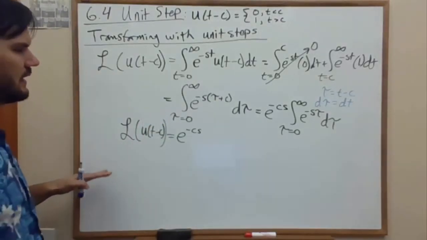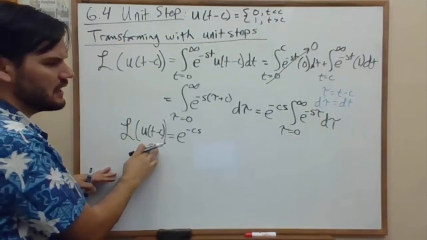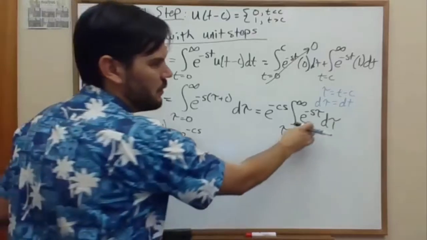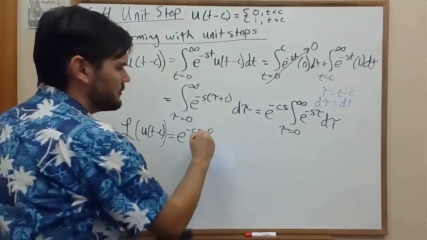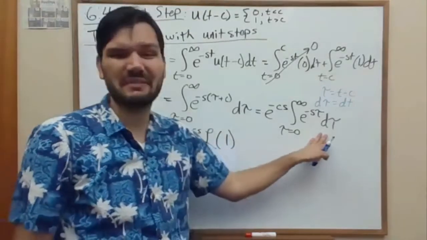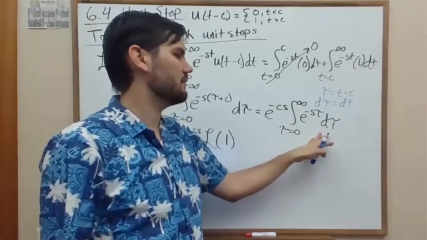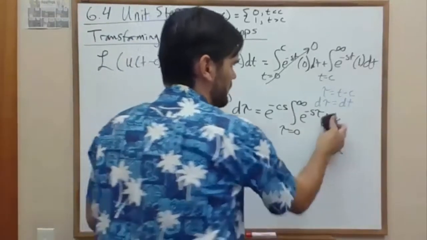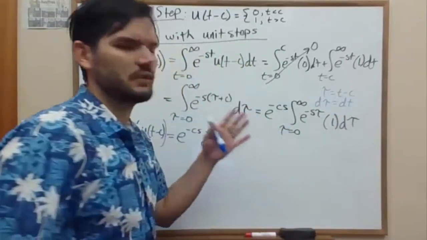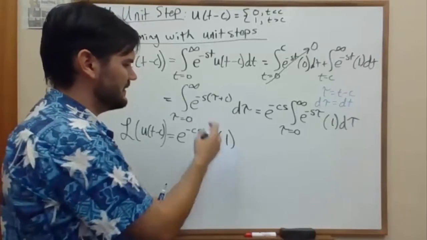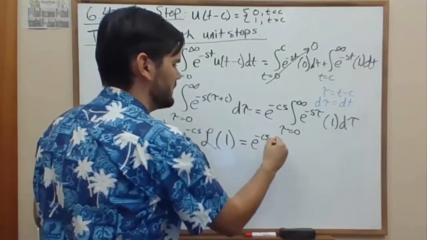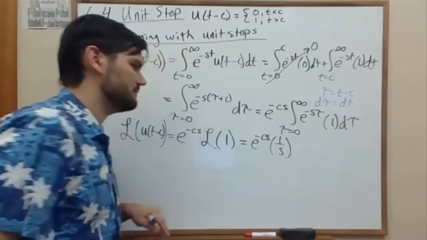And now what we can have is the Laplace transform of the unit step pulls out an exponential, but in the frequency domain, and then multiplied by the transform of 1. Since tau is a dummy variable, we could think of it as a t here. We're just transforming the function 1. And that is 1 over s. So we have e to the negative cs over s.